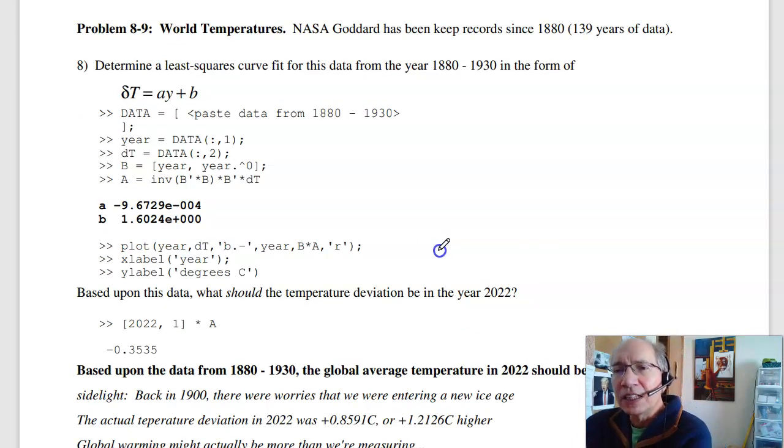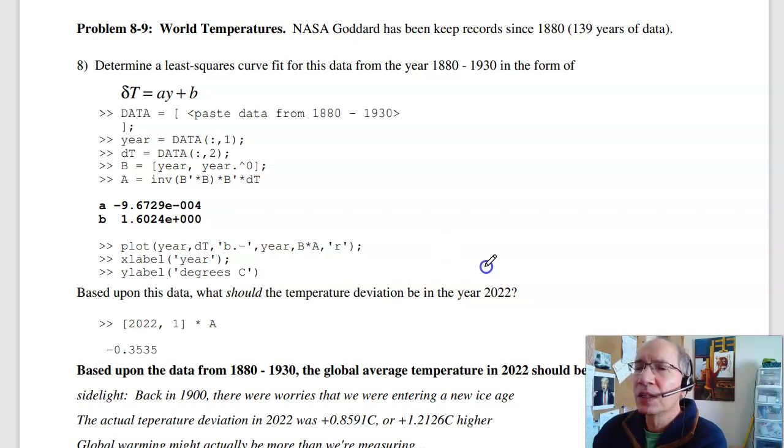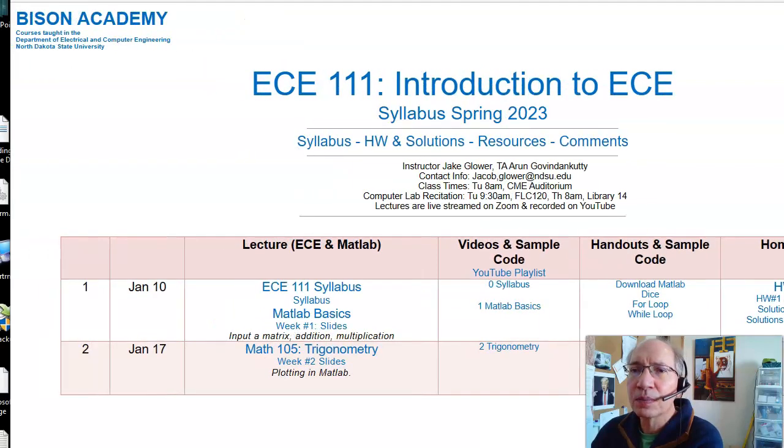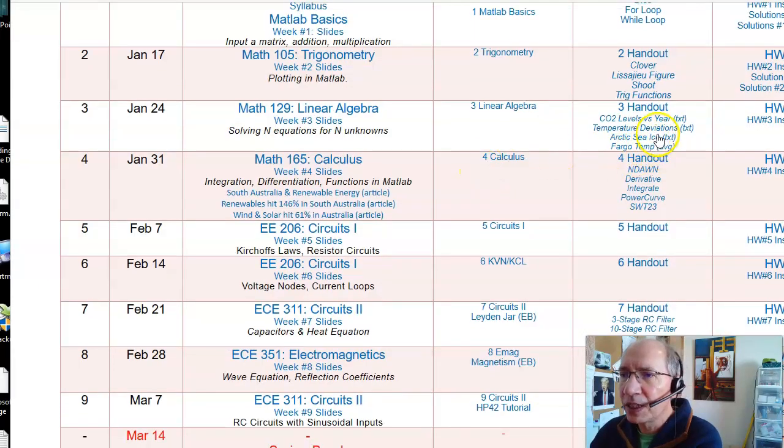Another data set. NASA Goddard's been keeping track of weather since 1880, 139 years of data. Take that data and do a least squares curve fit for the years 1880 to 1930. So kind of same procedure as before. You go to Bison Academy, grab the data set, and here's temperature deviations.